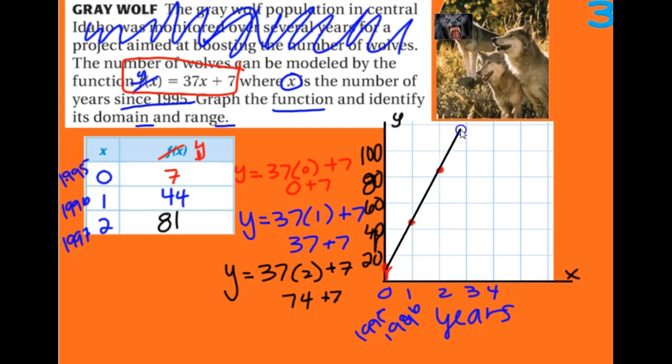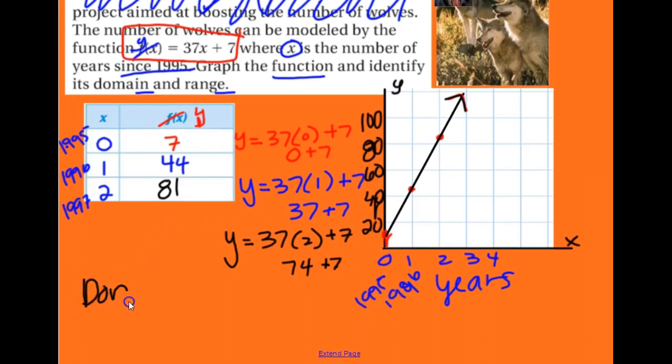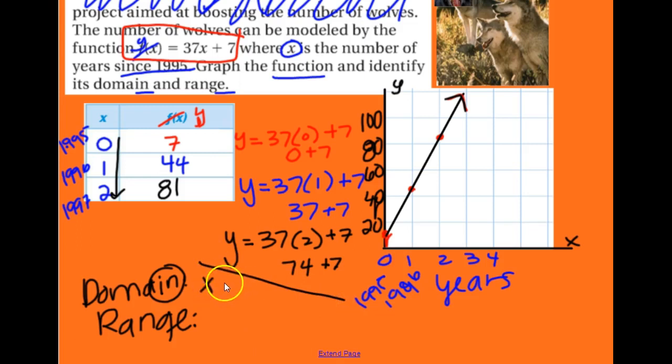So I'm going to draw my line through here and put an arrow on it, because I could have plotted more points up to the right, but I can't go negative years below 1995 because that's where they told us to start. And then it simply says identify the domain and the range. Reminder, domain is what we plugged in. We plugged in numbers greater than 0. So I'm going to say our x values, because we plugged things in for x, x is greater than or equal to 0. Because all of our numbers were greater than or equal to 0. And that's what we see here as well.